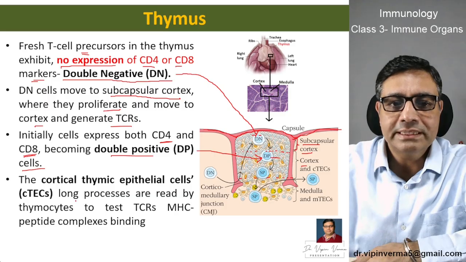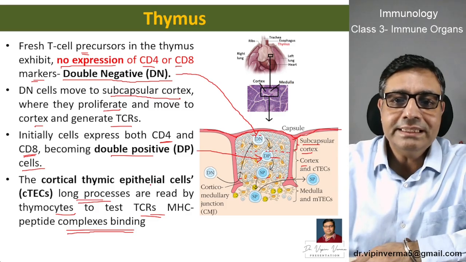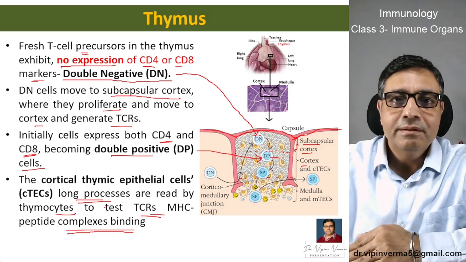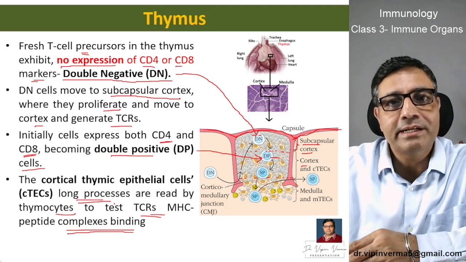They have long processes just like the dendritic cells, and they are read by thymocytes to test TCR-MHC peptide complex binding. So here is the stage where the cortical thymic epithelial cells, meaning the cells belonging to the cortex region, these are the name of the cells. These cells test these thymocytes, because now they have both CD4 as well as CD8 plus TCRs, whether they can bind with the self peptide MHC complex with low affinity, high affinity, or intermediate affinity.